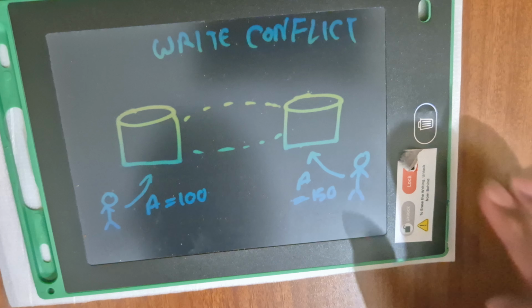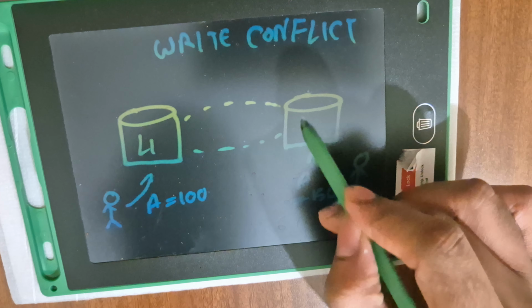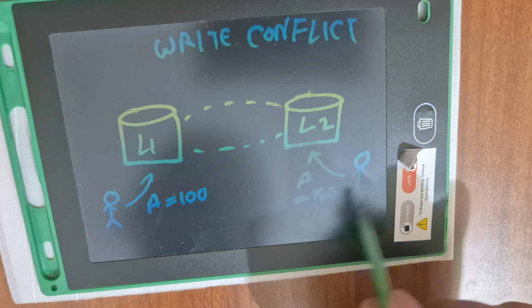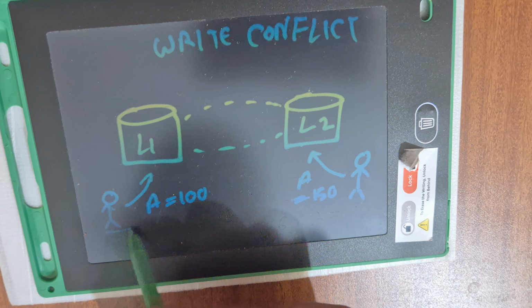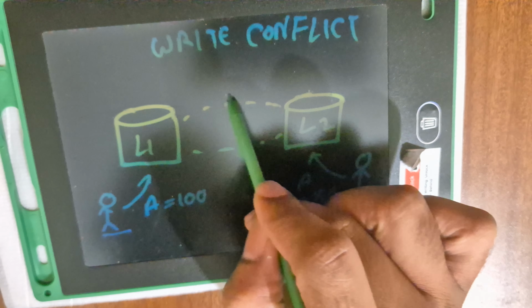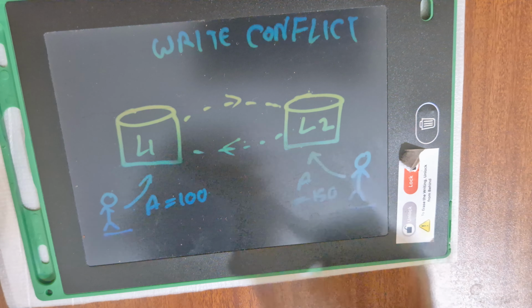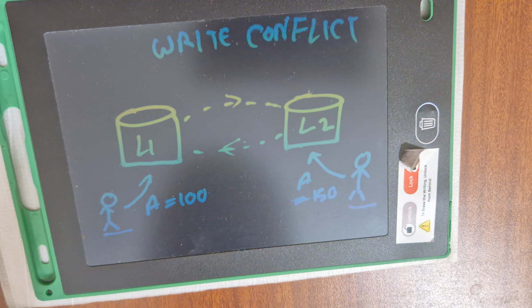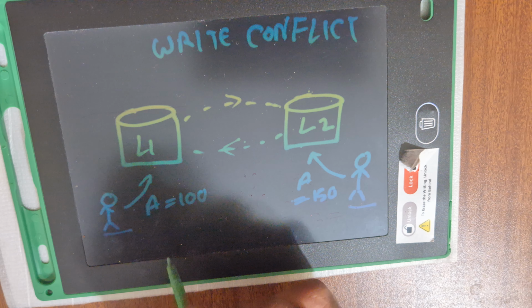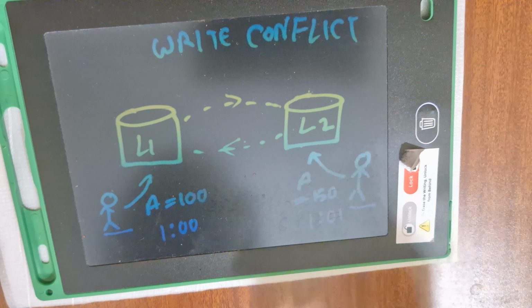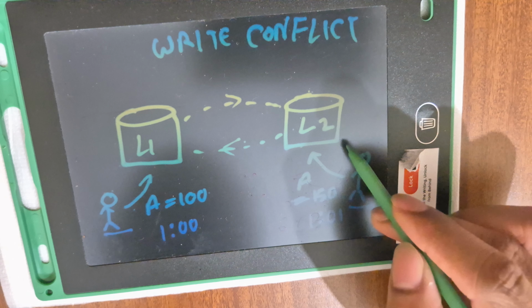Second problem is write conflict. So this is leader 1, this is leader 2. Now what happened at the same time? Both of the people sent data: this guy sent A equals to 100, this guy sent A equals to 150. Now when they sync, they find out that A equals to 100 and A equals to 150. So which data to keep? The naive solution is basically whoever comes at the end will be the final data. So let's say this was pushed at 1 hour, and this was pushed at 1 hour 1 second. So this will become the final data.